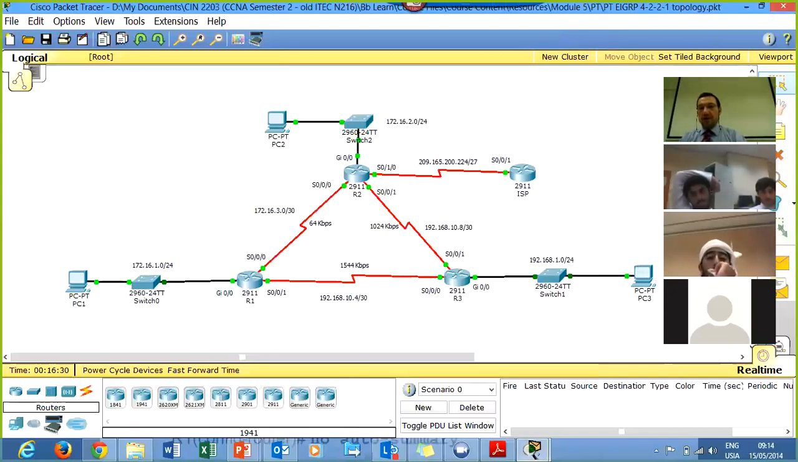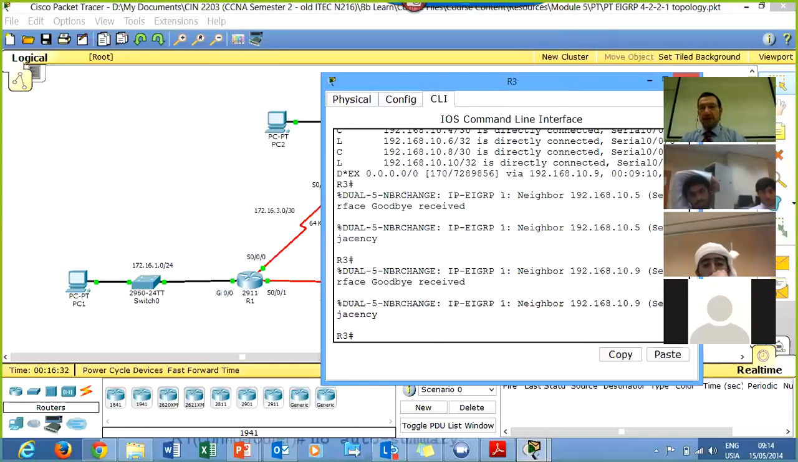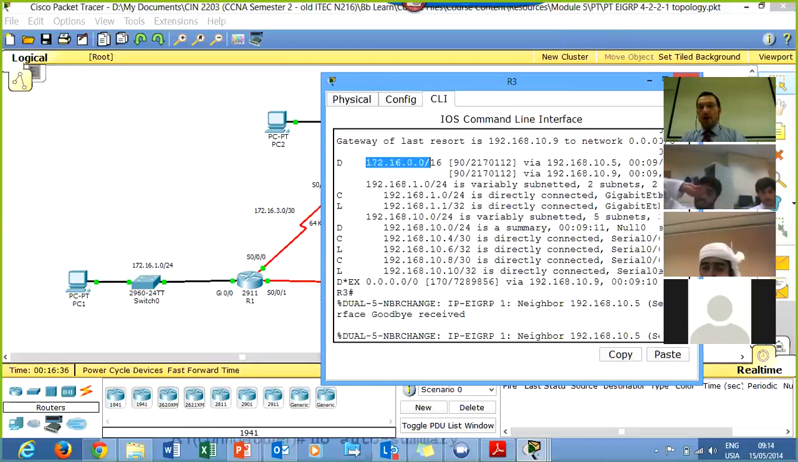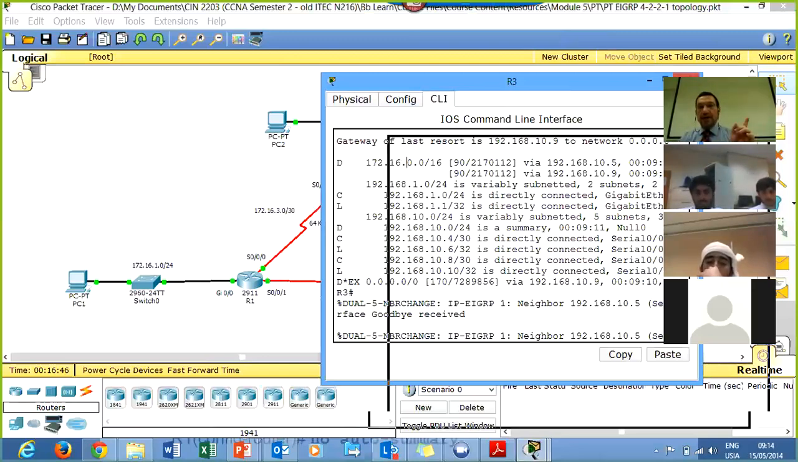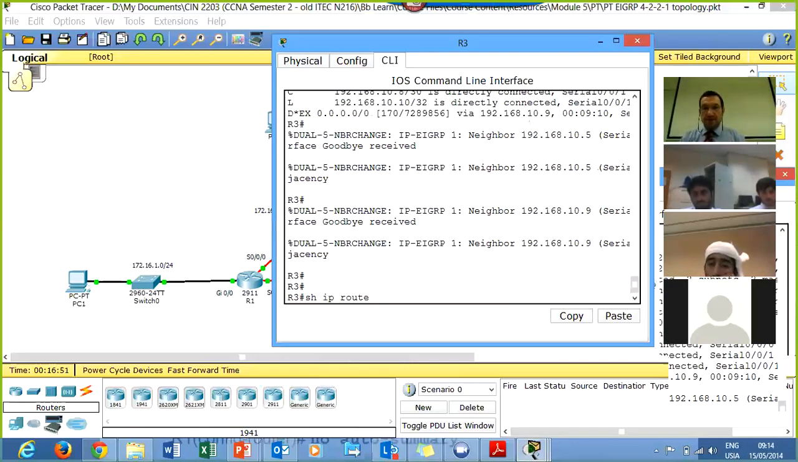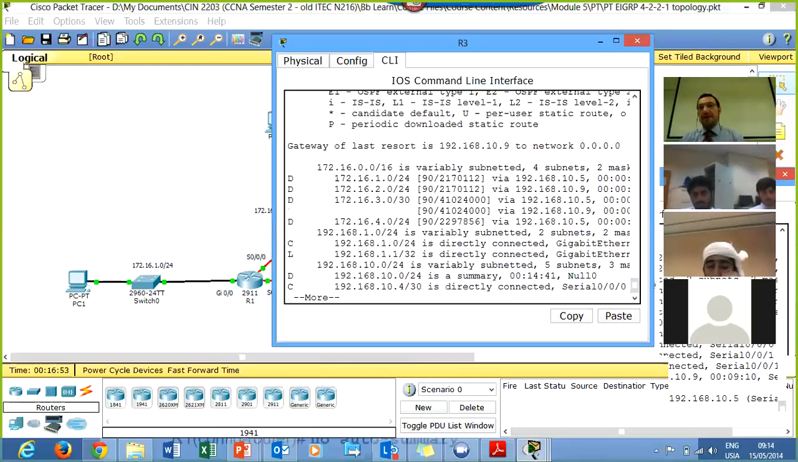Now, if I go back to R3, before changing on R3, let's just have a look at what happened on R3. Remember here, it was showing only a summary. We did not see the actual subnet. 1.0 and 2.0 were not shown. We only had a summary, which was advertised by both R1 and R2 to R3. So let's have a look. Has it changed now? Ah, it says yes.